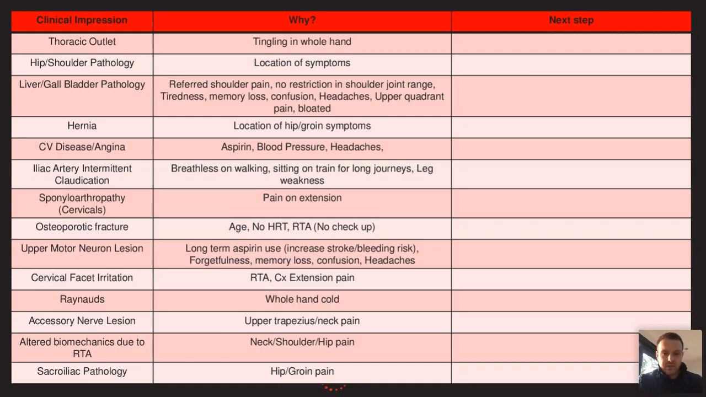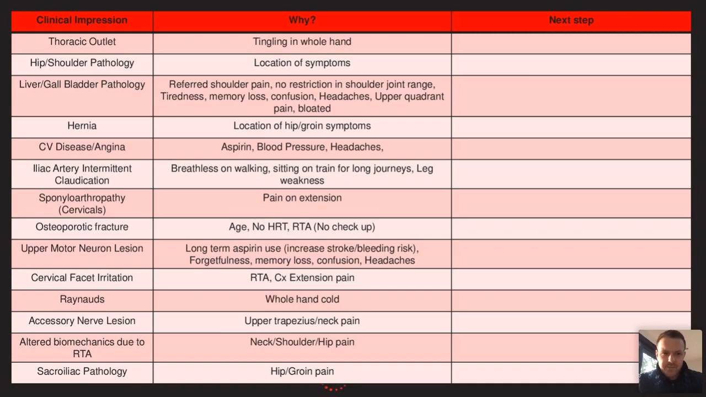So, obviously we need to again work on likelihoods. We haven't got 2 hours to assess people. We need to make decisions quite quickly. The liver gallbladder pathology had a lot of whys and justification. So referred shoulder pain, there was no restriction in shoulder joint range. That raised the question, well, is it the shoulder that's the problem at all? She was tired, had memory loss, confusion, headaches, upper quadrant pain, and was bloated. So there were lots of things pointing towards a liver pathology. That would definitely be on my top 3.